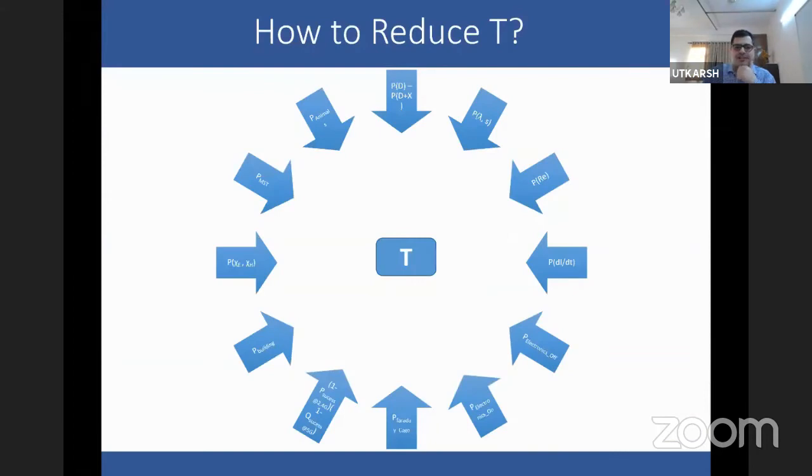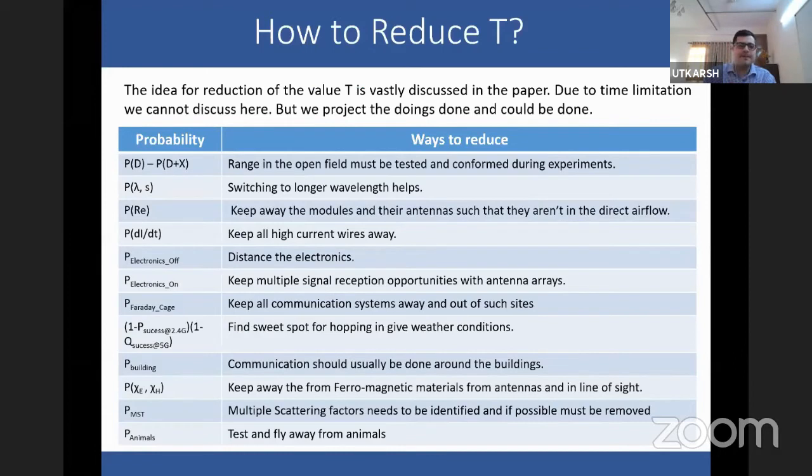So how to reduce it? All of these values are contributing to the value of T, and how do we reduce it? It is a very simple idea. The idea of reducing the value of T is vastly discussed in the paper. Due to time limitation, we cannot discuss it here, but we project the work done and what could be done. So probability P of D, the range in the open field, must be tested and confirmed during experiments. And P of lambda S, which is switching to a longer wavelength, helps.